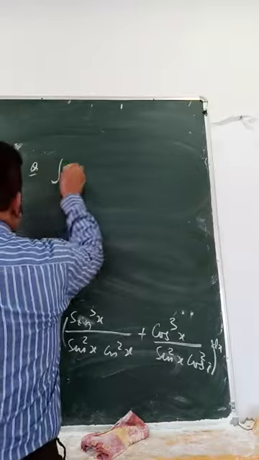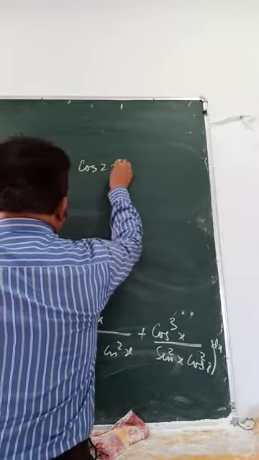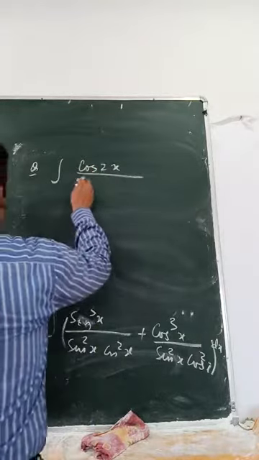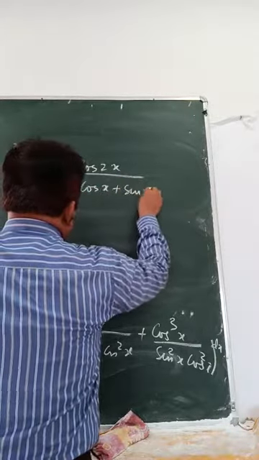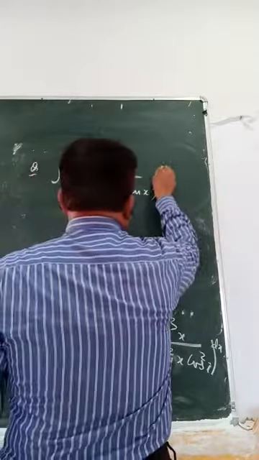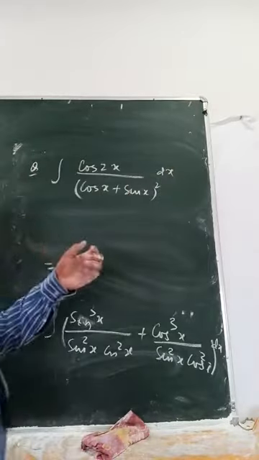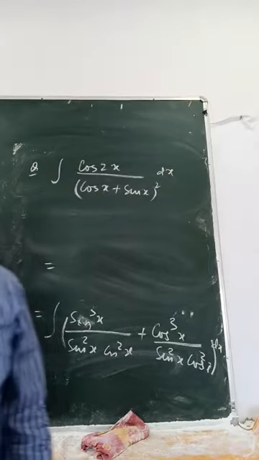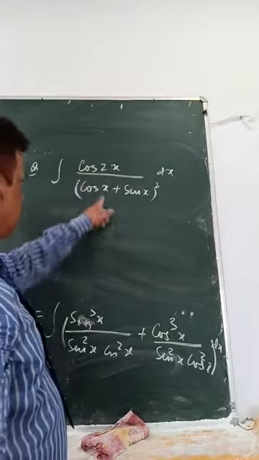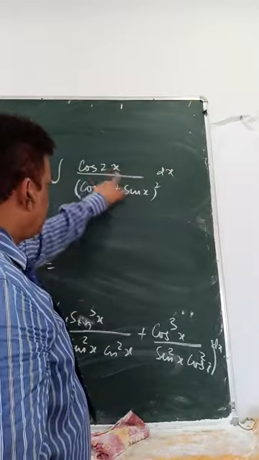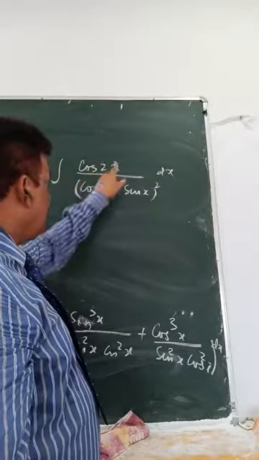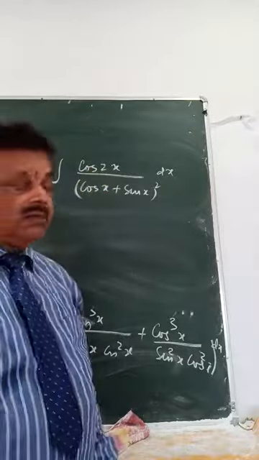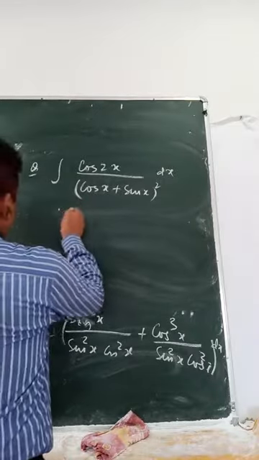cos 2x by (cos x plus sin x) whole square. Okay. What is the clue here? Do you get any clue in this question? The first clue is that the angle is different. Try to make the same angle. So the cos 2 theta formula in terms of cos and sin. Remember what I have given you?